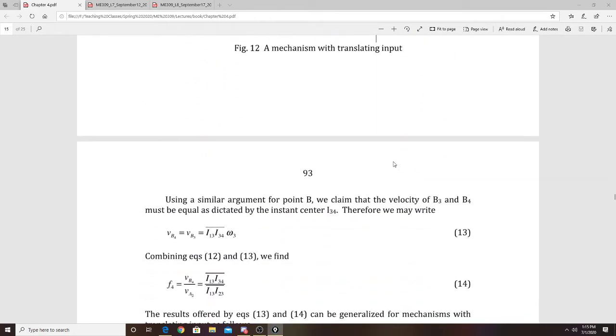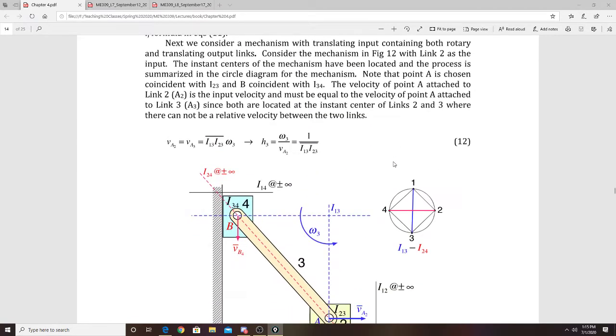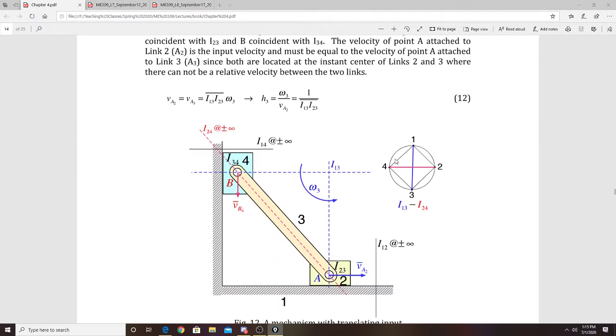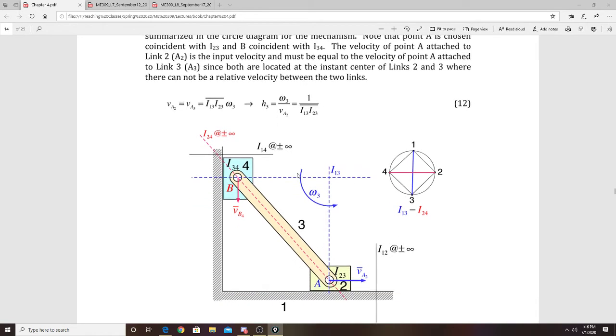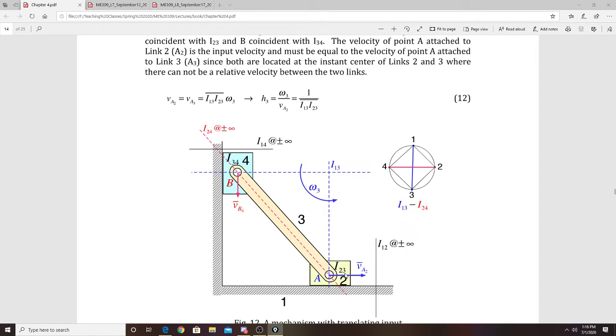So this one has a different sort of derivation because of how the problem is, and they just showed you how to find all the instance centers here. But omega 3, where did we get that at? So H3, omega 3 over VA2. VA2 is here. Oh, okay, it's because this is a little bit different how we're moving here.